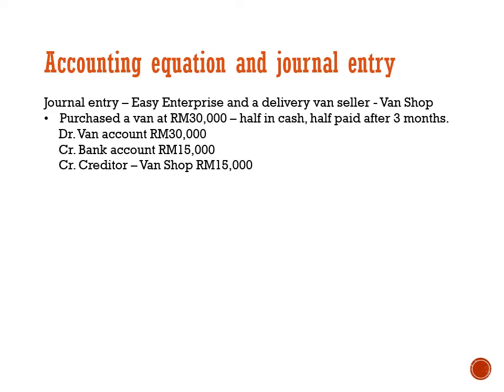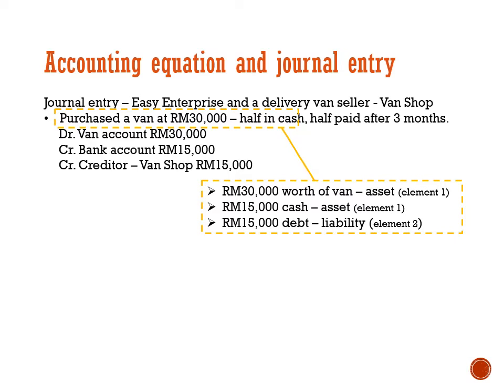Let me share with you another example of a journal entry. Let's say Easy Enterprise purchased a van from a van seller at 30,000 ringgit. The business only paid half of the price, and the balance is promised to be paid after 3 months. The van newly purchased at 30,000 ringgit is an asset, element number 1. The 15,000 ringgit cash paid to the van seller at the date of purchase is also an asset, again element number 1. The business then owed the van seller the other 15,000 ringgit. This is a debt of the business, thus a liability, and this is element number 2.